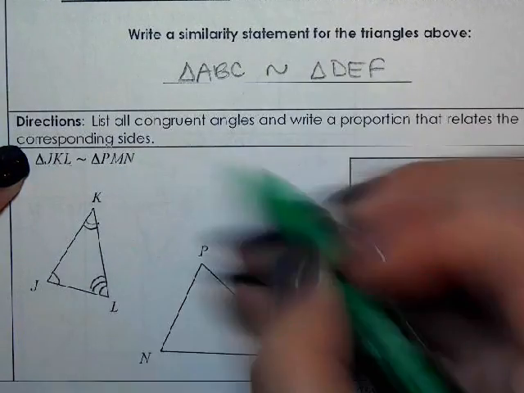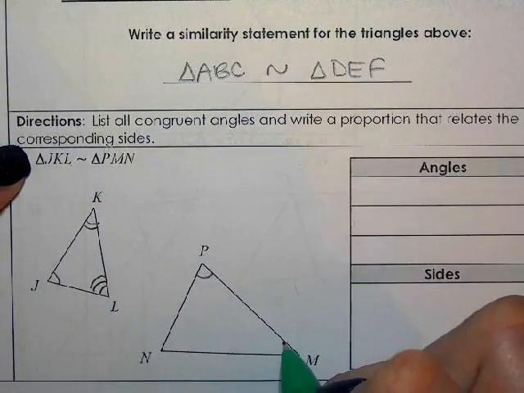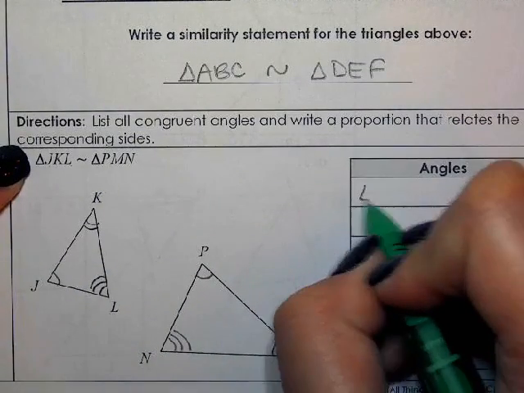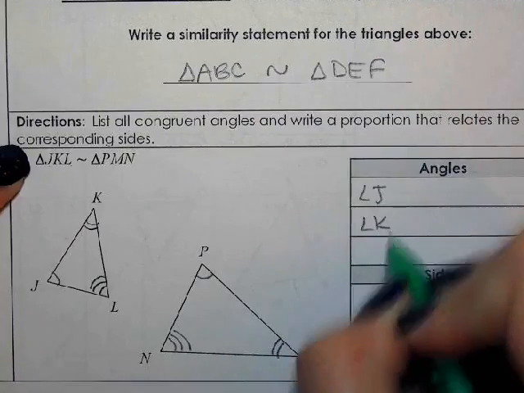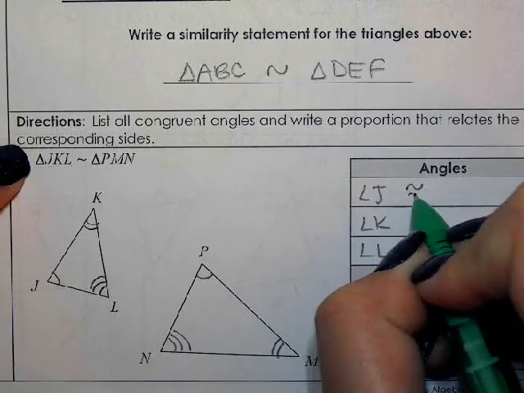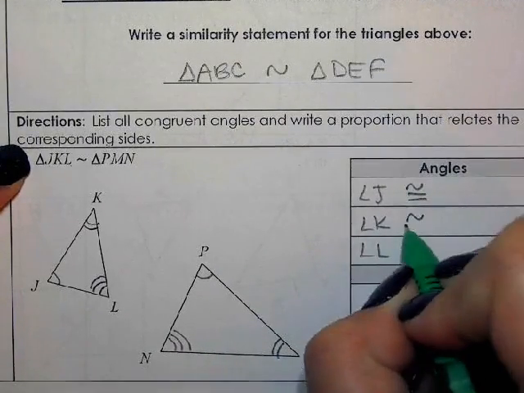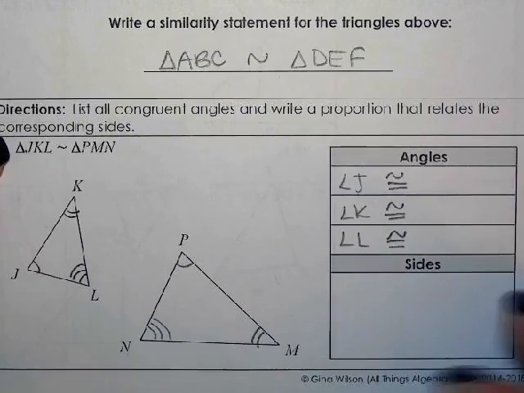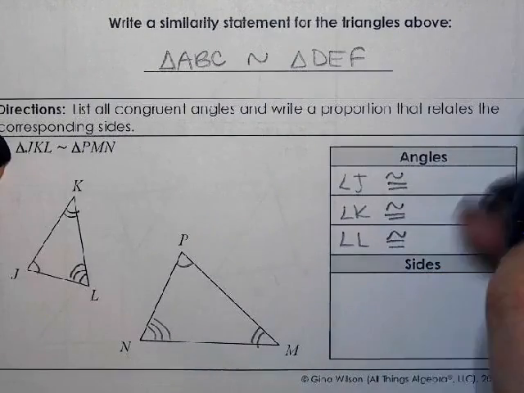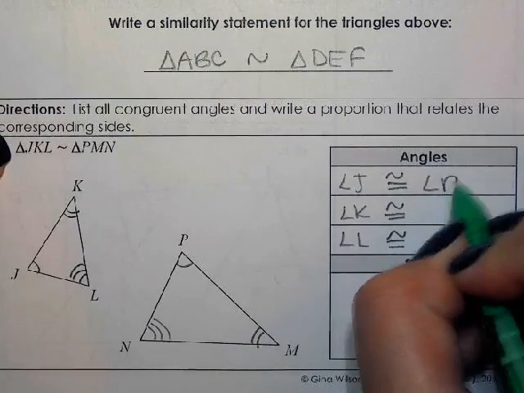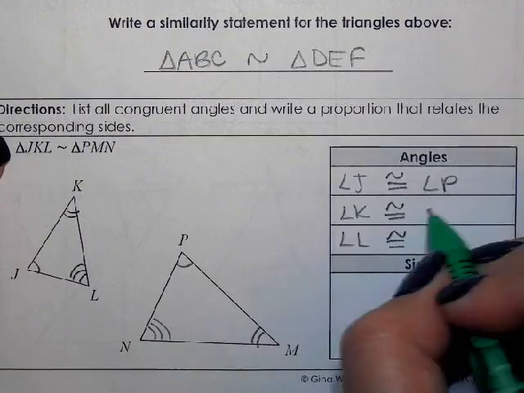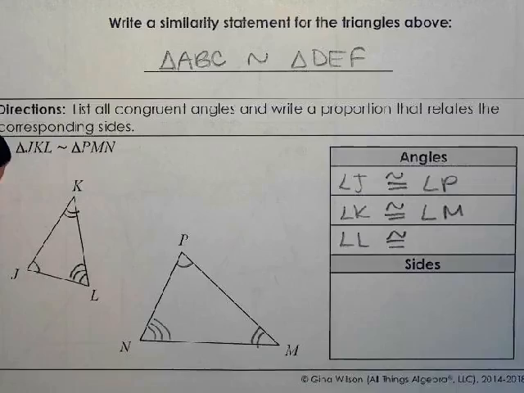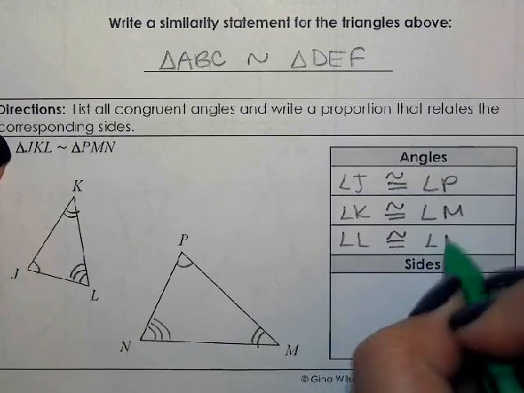PMN. So we have angle J, angle K, angle L, and which angle is angle J congruent to? Angle J is congruent to angle P. What is K congruent to? M. What is L congruent to? N.